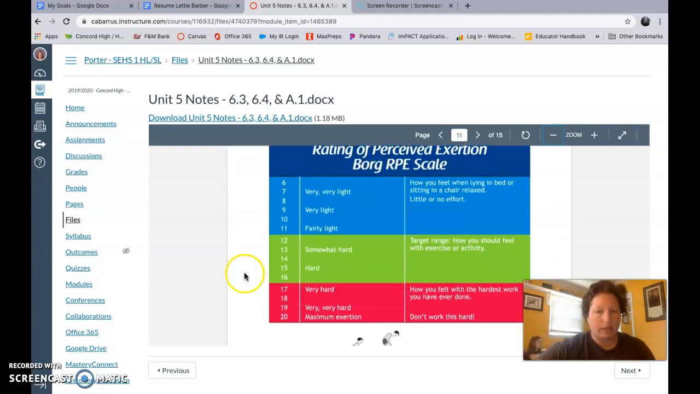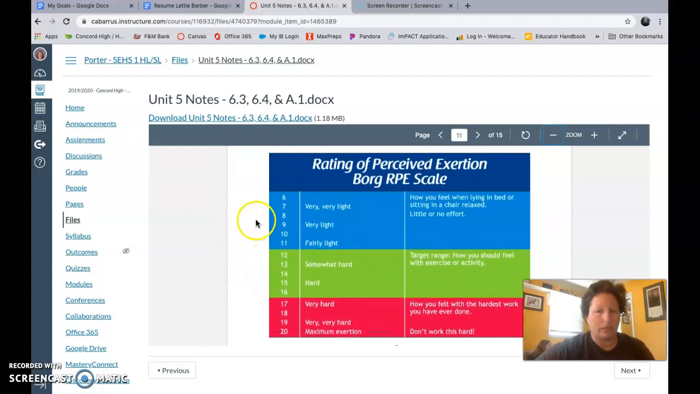Borg scale is RPE, which is rate of perceived exertion. Rate of perceived exertion is how hard is this activity. We typically will use a scale of 1 to 10, but the Borg scale goes all the way up to 20. This is also that thing that you see in your doctor's offices where they have the smiley faces for you of how do you feel today, with a big happy face or a really big frowny face and crying and stuff.